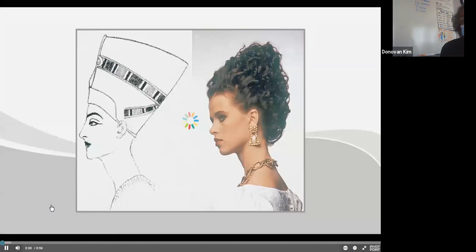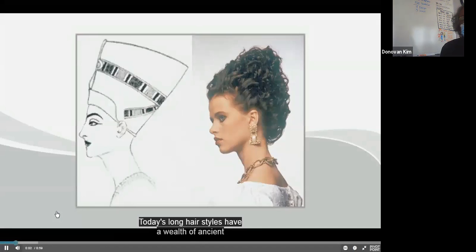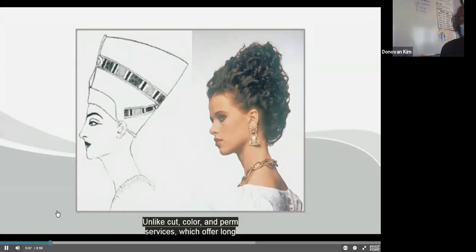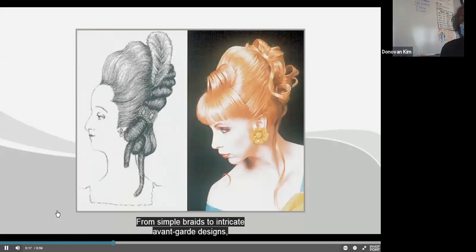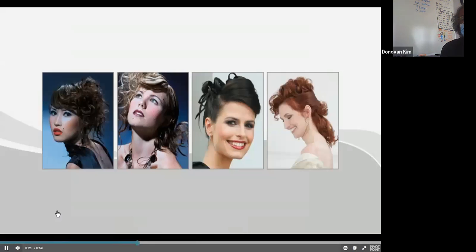Today's long hairstyles have a wealth of ancient styles to draw upon. Unlike cut, color, and perm services, which offer long-lasting effects, long hair styling offers a temporary change, from simple braids to intricate avant-garde designs. The creative possibilities are endless. Long hair styling is generally performed for special occasions.